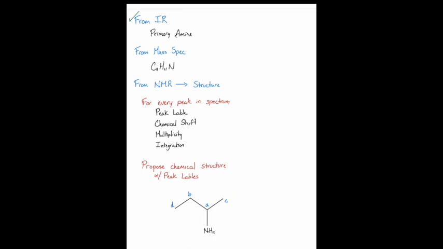IR, we get our functional group. Mass spec, we get our chemical formula. And then in NMR, in our analysis of our NMR, that's how we finally get to the unique structure of our molecule.